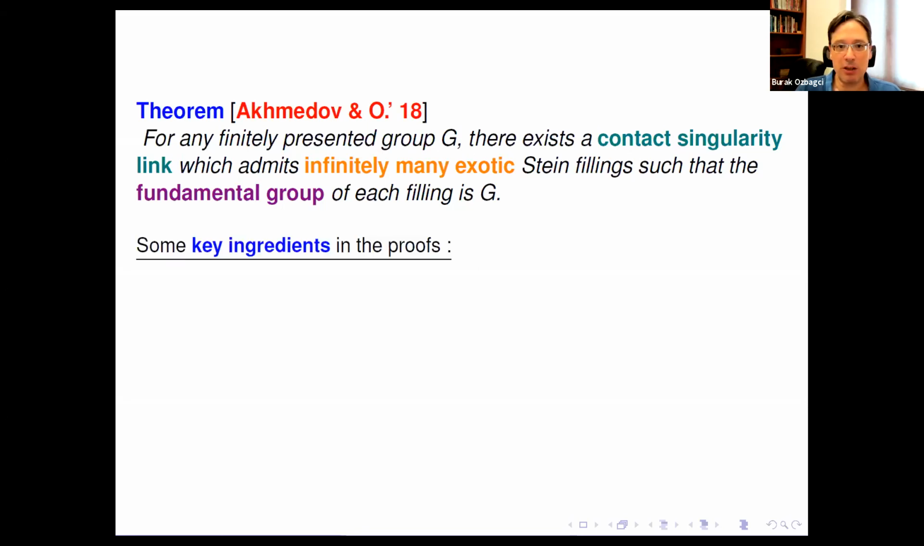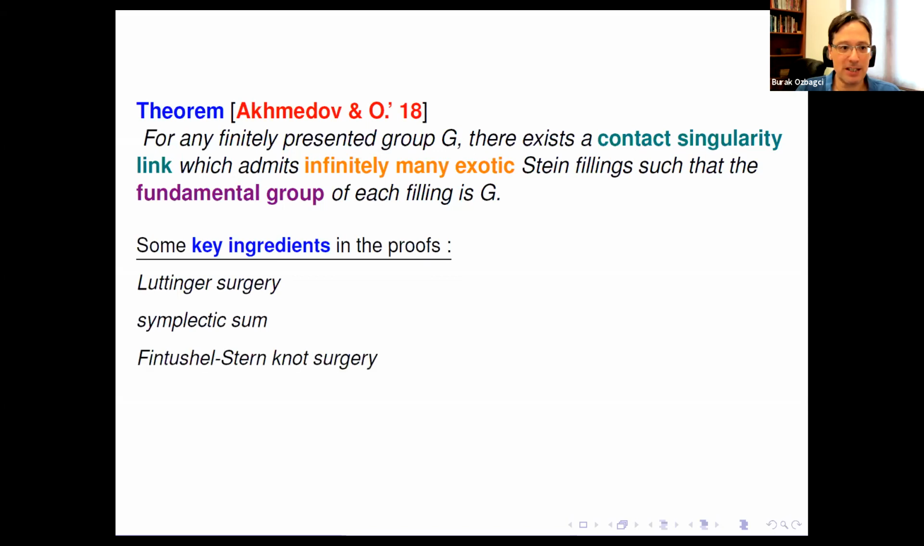Some key ingredients in the proofs. We use Luttinger surgery, a technique in surgery in 4 dimensions, which is a generalization of Dehn surgery. Symplectic sum, a common method in symplectic manifold techniques. Fintushel-Stern knot surgery, and the Seiberg-Witten invariants to distinguish the exotic copies.